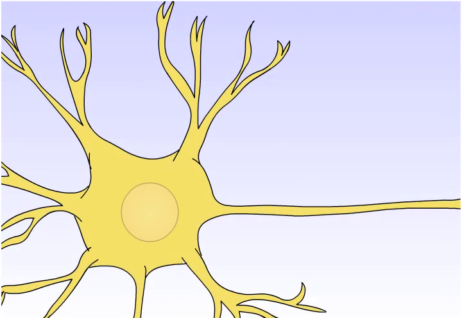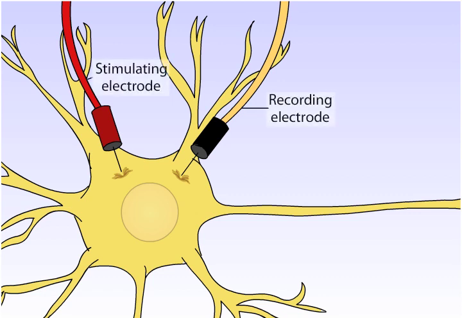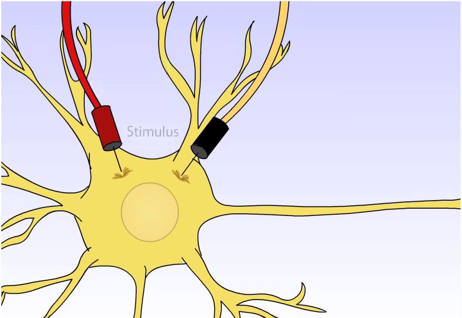In order to study how action potentials are generated, we will first insert two electrodes into the neuron, one to record the membrane voltage and another to inject current that can be used to push the membrane voltage toward more positive, or depolarizing, or more negative, or hyperpolarizing, voltages. Let's look at what happens when our model neuron is stimulated.